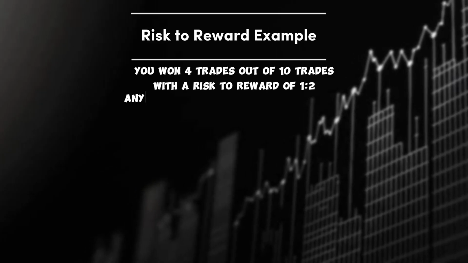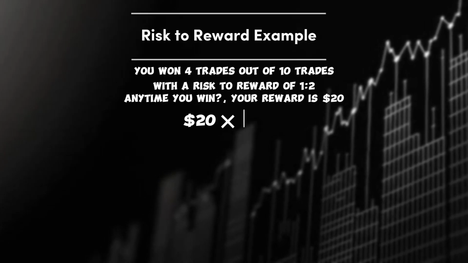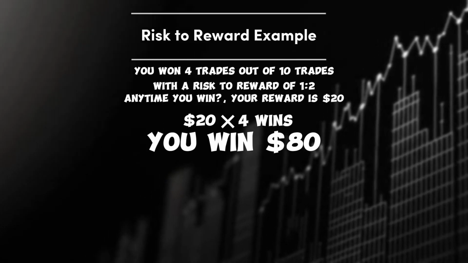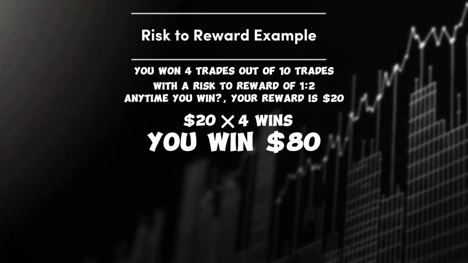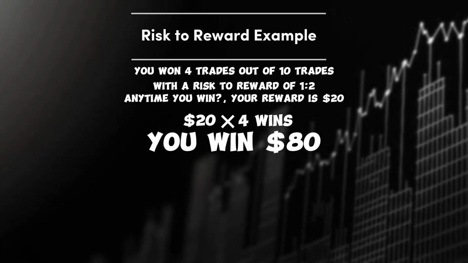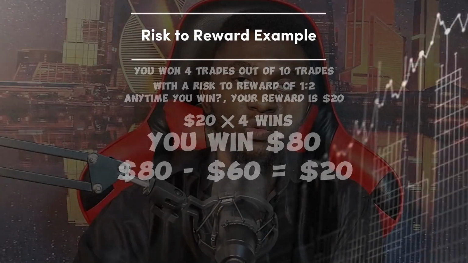That means anytime you win, you gain $20. So 20 times 4, that is what? $80. You see, you lose 6 trades, you lost $60, and you won 4 trades, you win $80. So 80 minus 60 is what? $20. That means you've lost more trades than you've won, but with a good risk to reward ratio, you are still what? Profitable. Is that clear? You are still on $20 profit. So do you see, that is how good risk to reward helps.